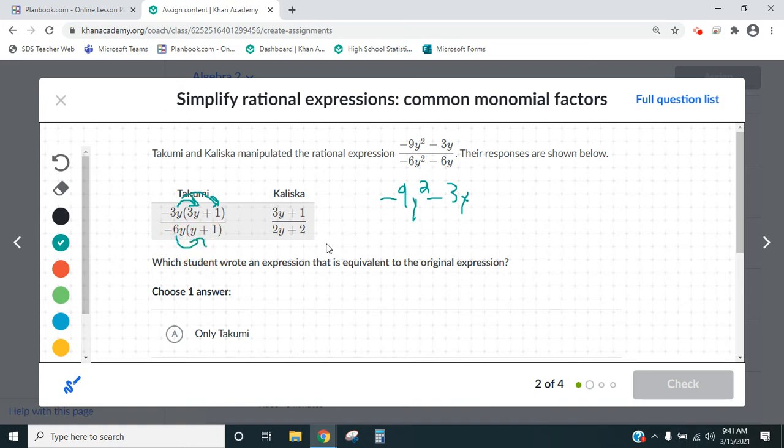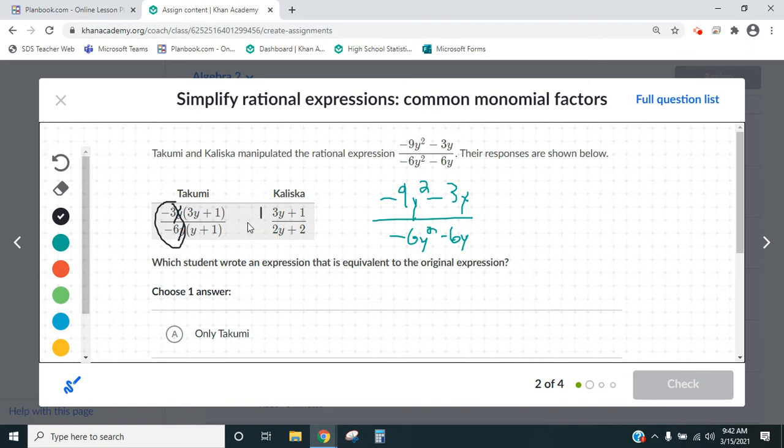Okay, the second part, -6y squared minus 6y. Takumi's is correct, right? That's correct. It doesn't say simplify, it just says manipulated. They just changed it. All right, now, Kaliska. Is Kaliska also correct? In other words, Takumi is right. We know that. What happens if we cancel the y's and then we reduce this? What's -3 over -6? It's a half, right? Negative divided by negative is a positive. 3 over 6 is a half.